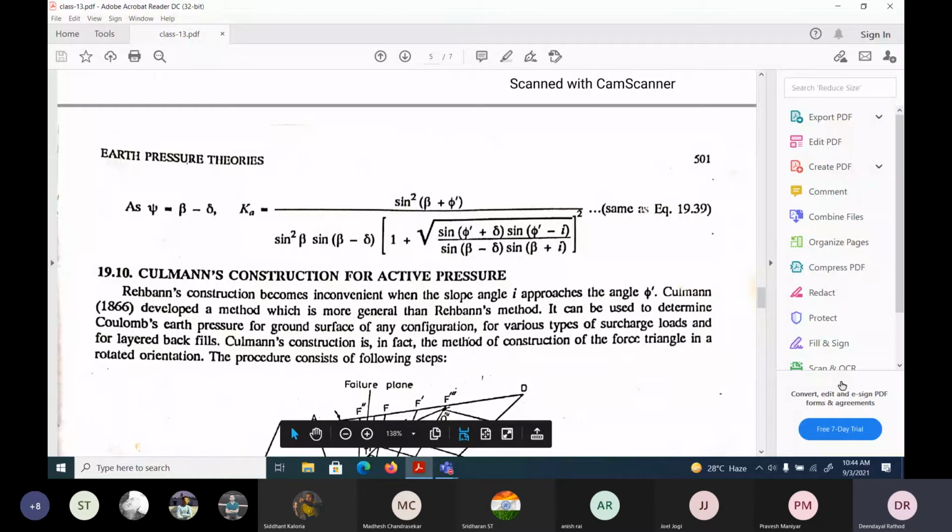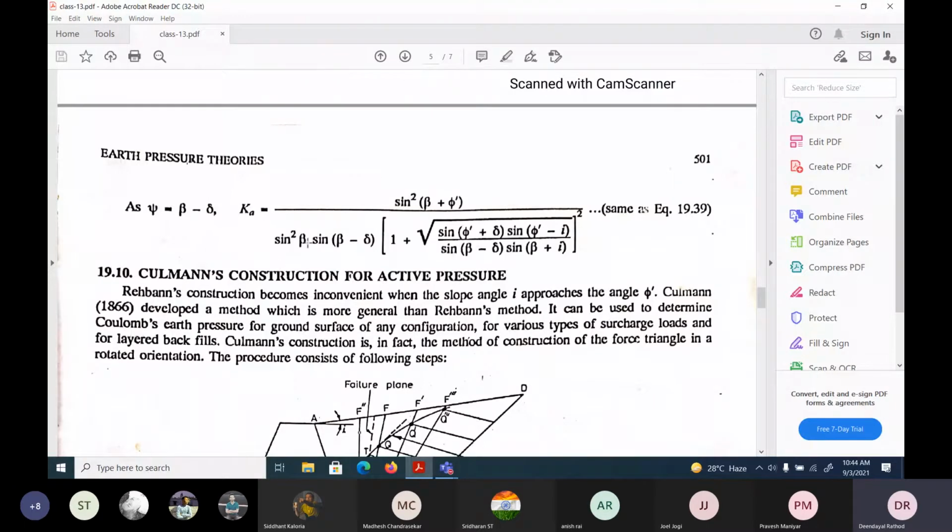So he has thought in a different way, in a graphical solution, and finally he has proved that this Ka is equal to the Coulomb's Ka. So that's what he has given, the graphical solution. He has done it in a different way, taking the graphical way.